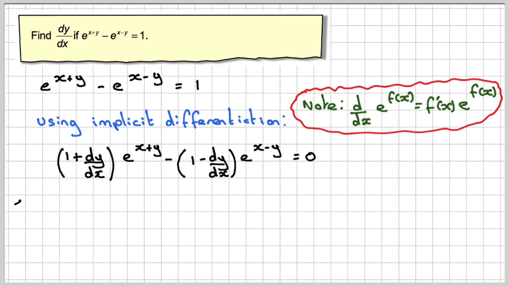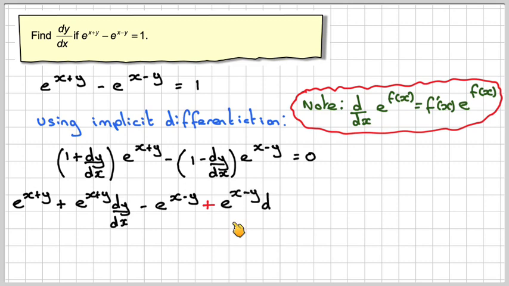So expanding the bracket, we're going to get e to the x plus y, 1 times that, e to the x plus y times dy by dx. Now be careful here, we've got a minus sign, so we've got minus 1 e to the x minus y, so we get minus e to the x minus y, and a minus minus will make a plus e to the x minus y dy by dx. Be careful here, minus minus makes a plus, and you've still got it equal to 0.